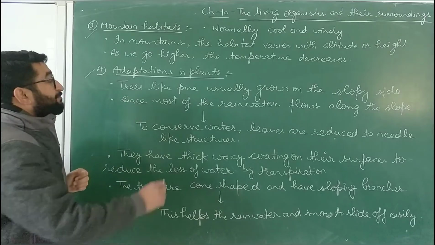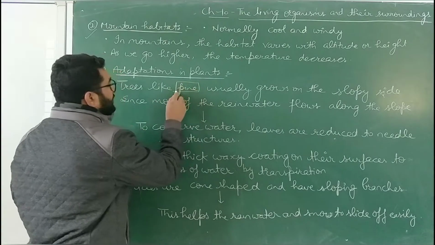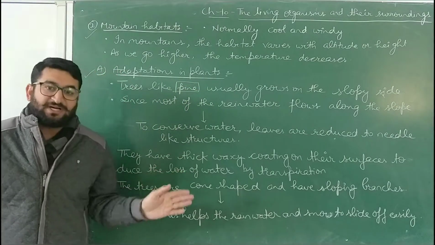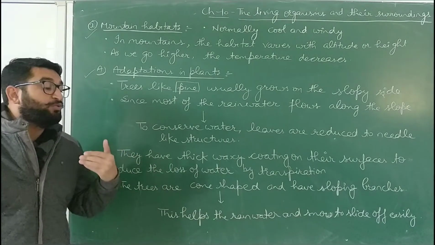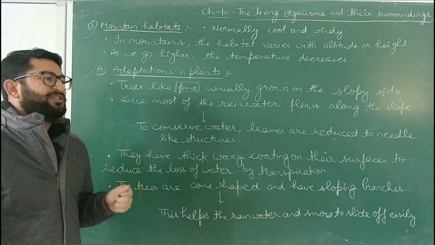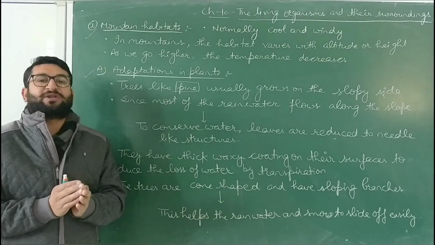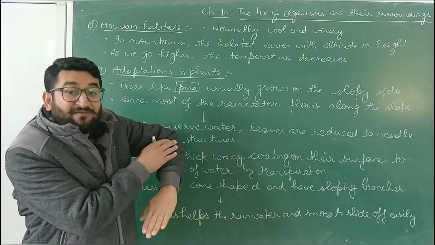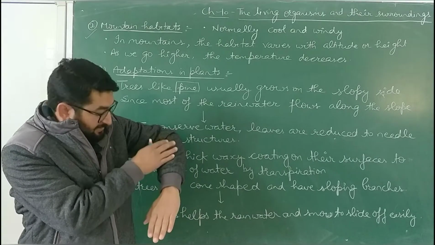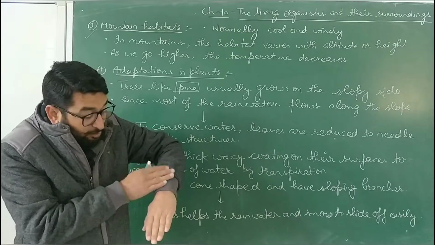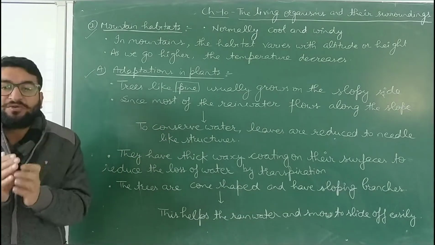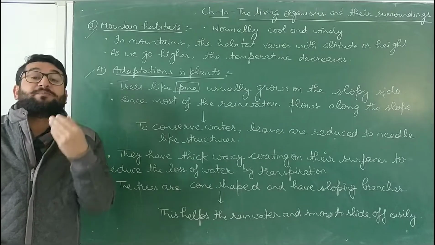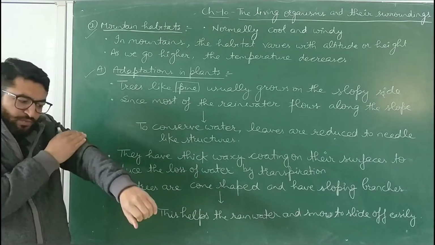The trees like pine usually grow on the slopy side of the mountain. They usually grow down the slope. Why? Because whenever rain takes place, the mountains are slopy like this. The rainwater will not stand on the upper regions. The rainwater will come down the slope. So the amount of water available for the trees or the plants is very less, because it moves down the slope.